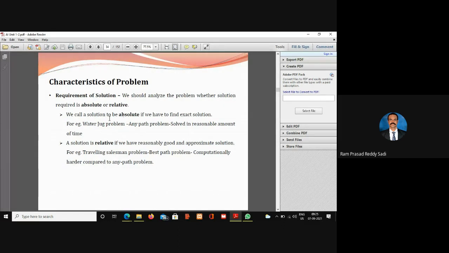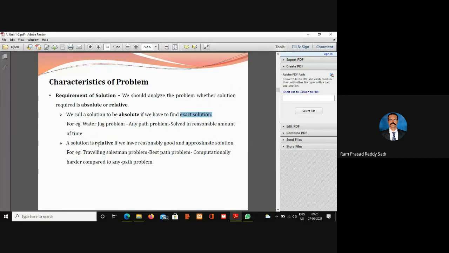So what do you mean by absolute? We call a solution absolute if you have to find the exact solution. Water jet problem, any path problem solved in a reasonable amount of time. You can follow any particular path. That's not any production rule can be applied, but definitely the solution should be exact. That is, the ultimate goal is to be reached.